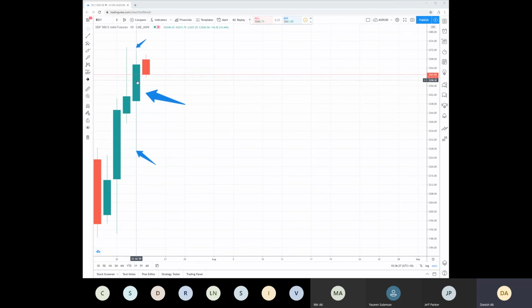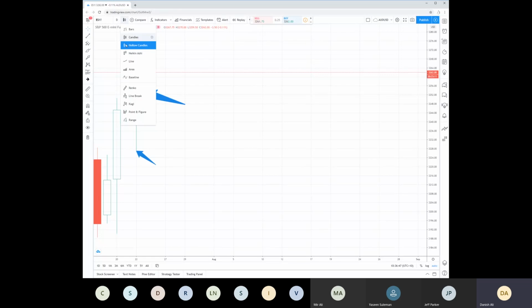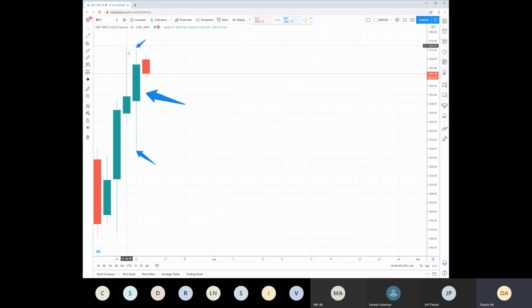On some platforms it is represented as hollow and solid instead of green and red. A hollow candle is going up, and a solid candle is going down. So depending on what platform you're using, the appearance might be different, but this is the basic data set that's being shown here. And then the thread.